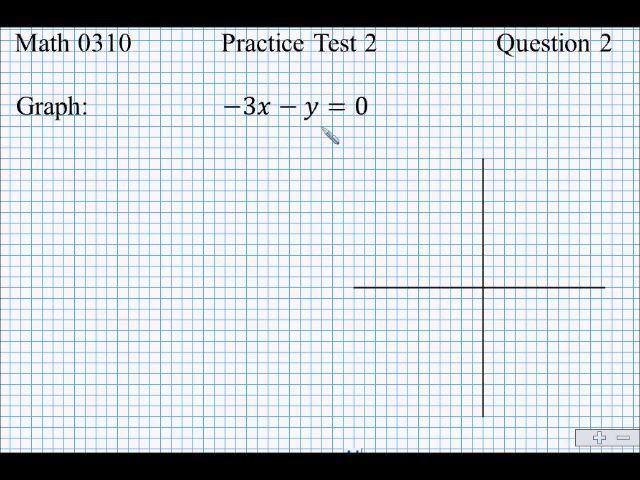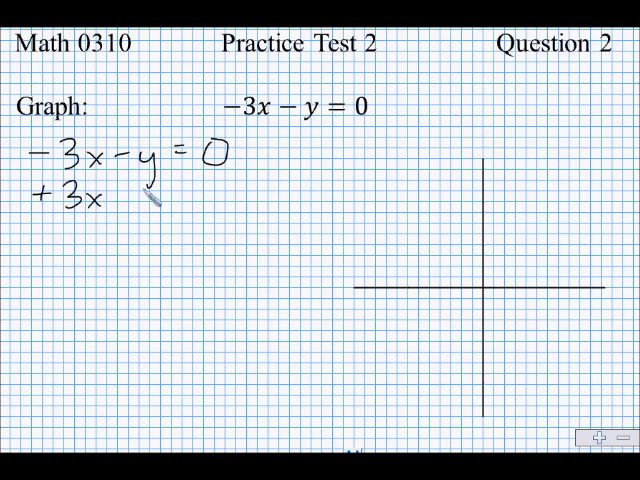Question 2. Graph this equation here, -3x minus y equals 0. So let's first see if we can get this in y equals mx plus b form, or in the slope-intercept form. That'll make it easy for us to graph here. So we'll start with our original equation here, and we want to solve this for y. That will help us graph this easier.